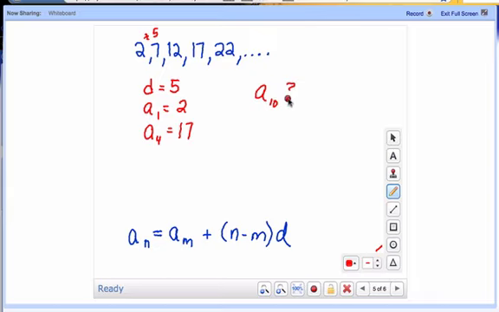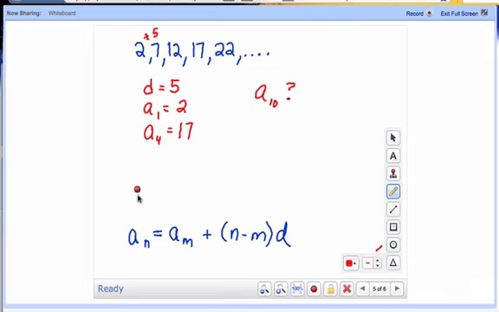Okay, well, you could go out and add 5 until you get to the 10th term, or you can plug it into this formula. So A sub n would represent one of these values. Okay, and A sub m represents another value. And then here you're taking the term numbers and subtracting them and multiplying it by the common difference. So you could find the 10th value of this one using, let's say, the 4th value, since I already have A sub 4 written down here.